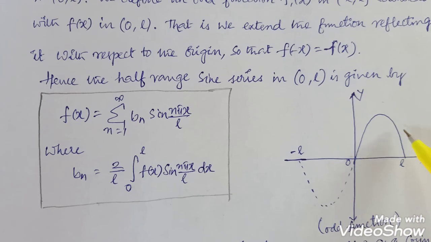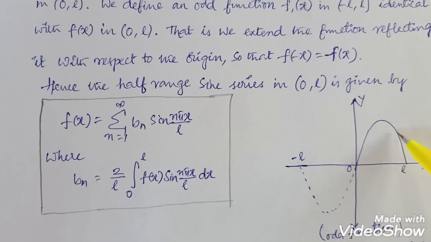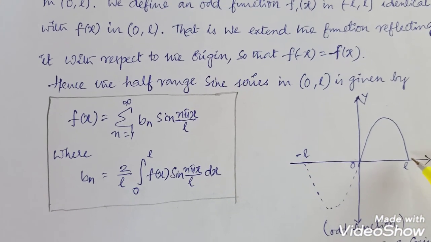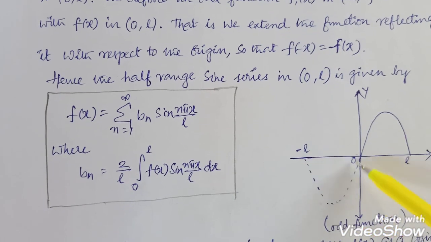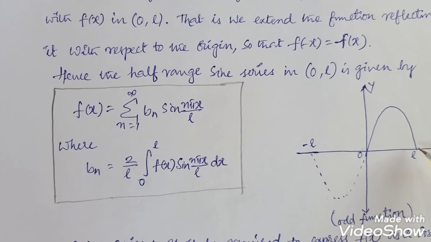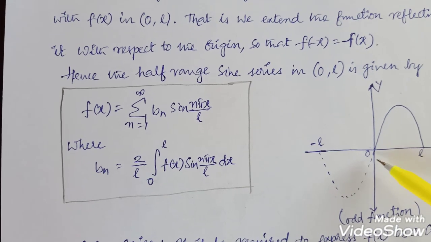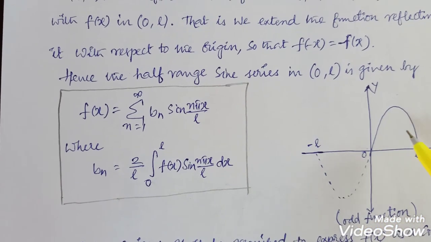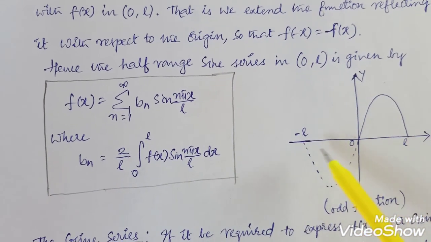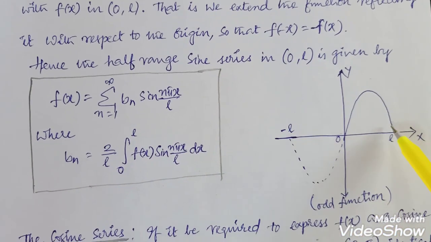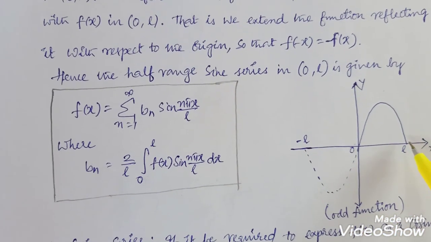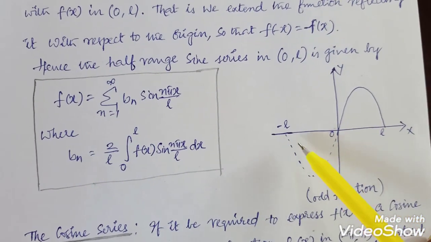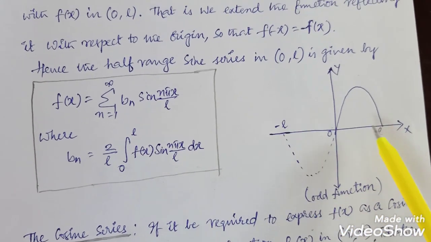So we get this graph, and this function is an odd function. If any graph is symmetric about the origin, it is known as an odd function. Since we reflected the graph with respect to the origin, we get the function from minus L to L.